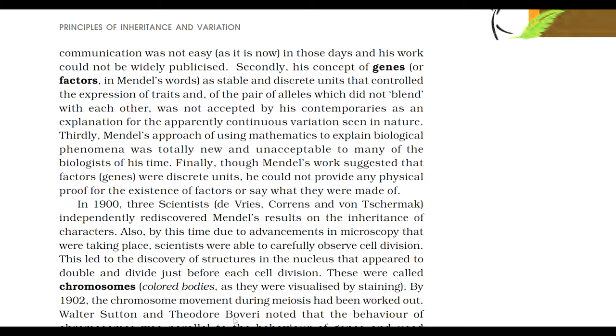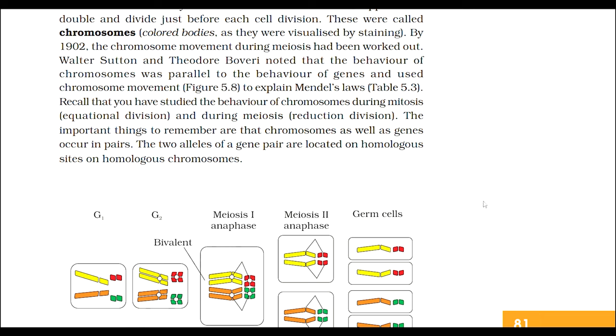Walter Sutton and Theodore Boveri noted that the behavior of chromosomes was parallel to the behavior of genes and used chromosome movement, which is given in figure 5.2, to explain Mendel's law, which is given in table 5.3. Recall that you have studied the behavior of chromosomes during mitosis, which is equational division, and during meiosis, which is reduction division. The important things to remember are that chromosomes as well as genes occur in pairs. The two alleles of a gene pair are located on homologous sites on chromosomes.